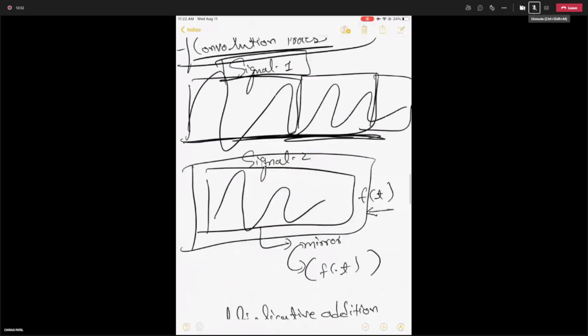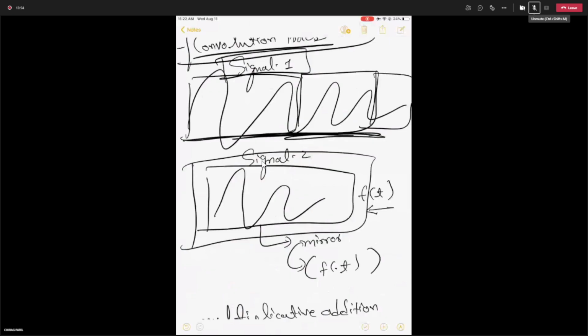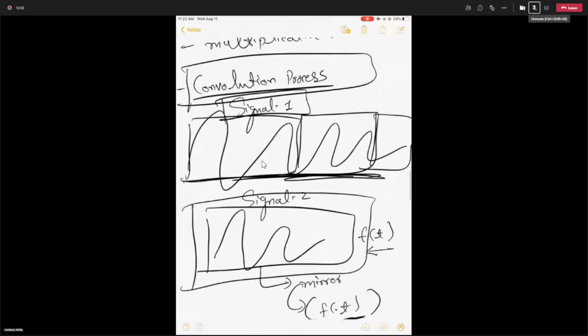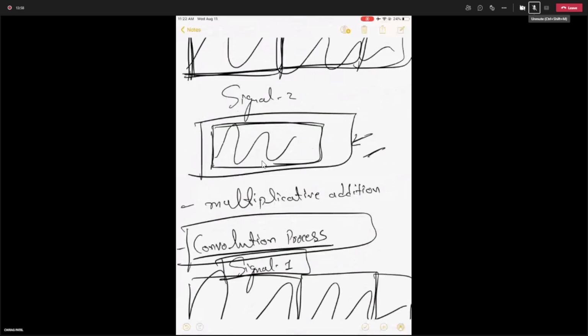There's only one difference. In convolution we take the mirror image, while over here in cross correlation we are not taking any mirror image of the signal. This is the only significant difference between cross correlation and the convolution process.